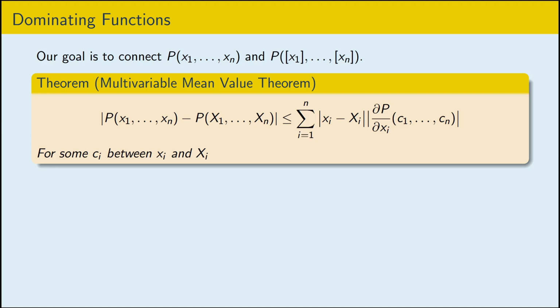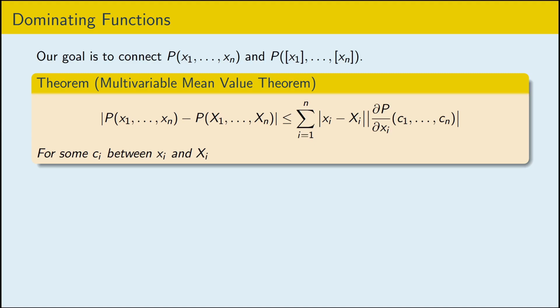I'll talk about this more in a bit, but for now, notice that we're bounding the difference between p at one point and p at a nearby point in terms of partial derivatives of p evaluated somewhere between our 2 points. These partial derivatives are polynomials, and we'd like some sort of upper bound on them. But note that we don't want an upper bound on these partial derivatives at lowercase x or uppercase X. We want some upper bound on these partial derivatives at c.